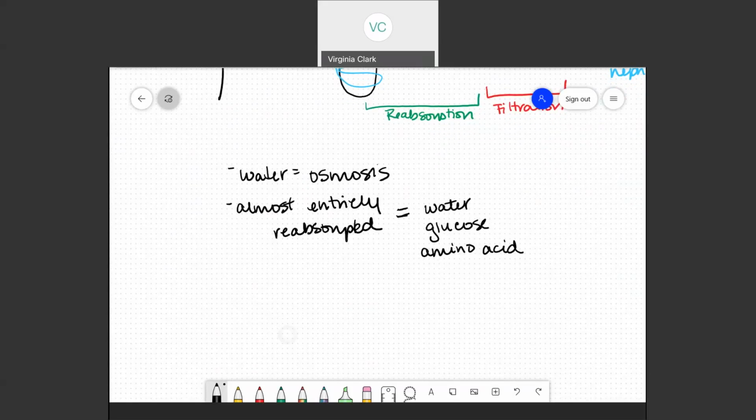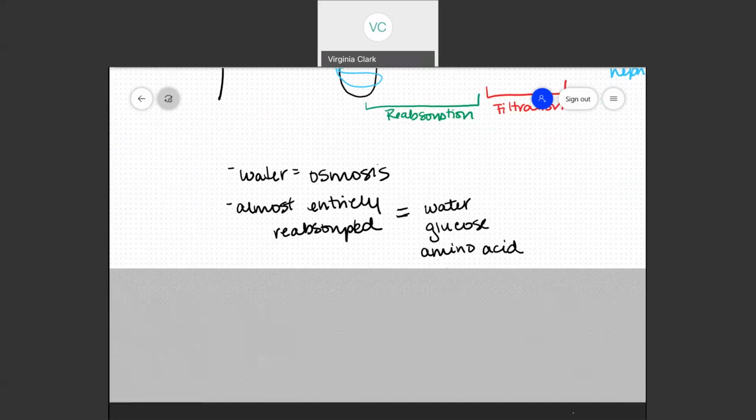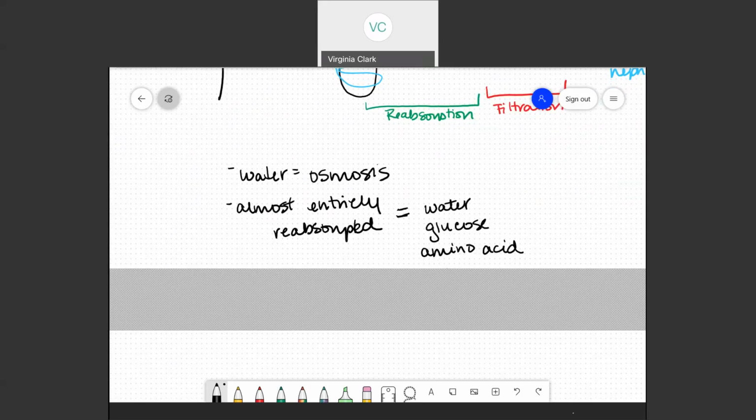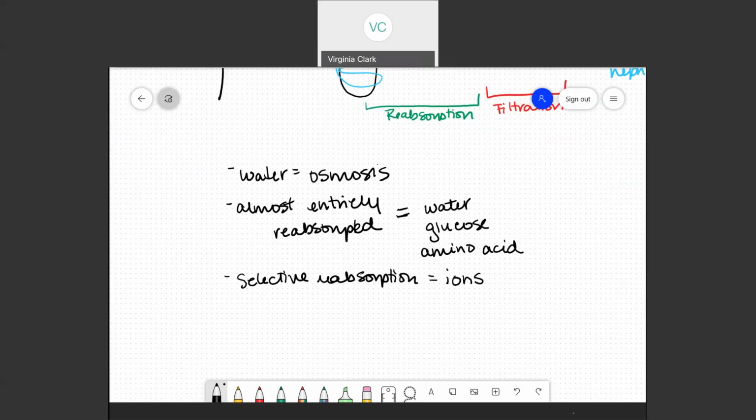There's some things that are selectively reabsorbed. Selective reabsorption. Depending on if your body needs them, you will reabsorb them. A good one of this is ions. If you've been working out and your body needs to maintain your ions and not get rid of them, you will reabsorb your ions. If you have done nothing but sit on the couch and eat a bag of chips, you've got a lot of ions in your system, your body doesn't need to hold on to them, so they will probably keep them out. So you will have some selective reabsorption.